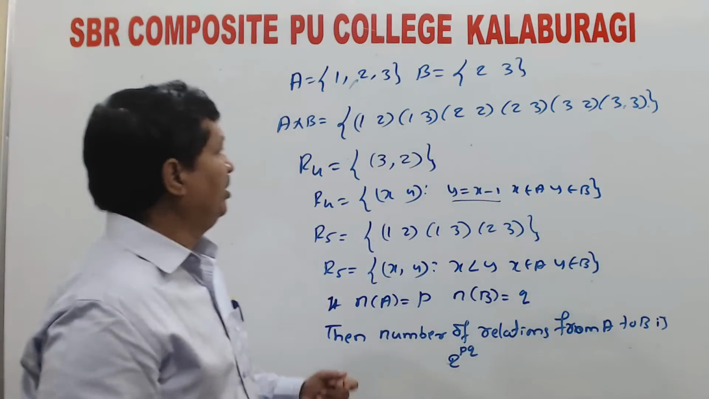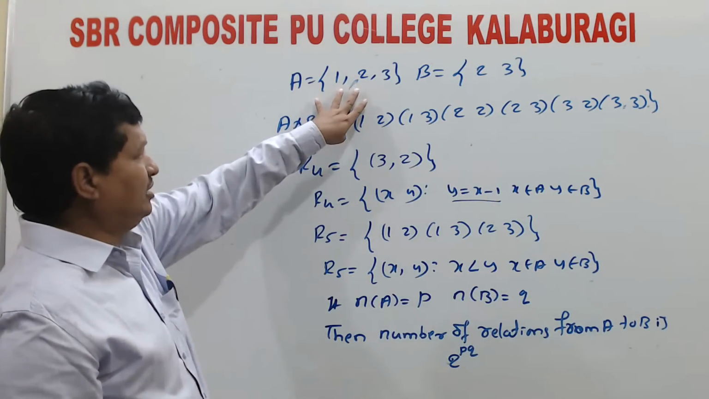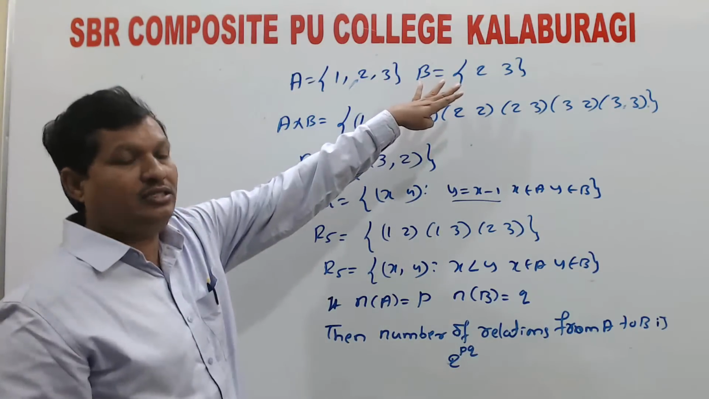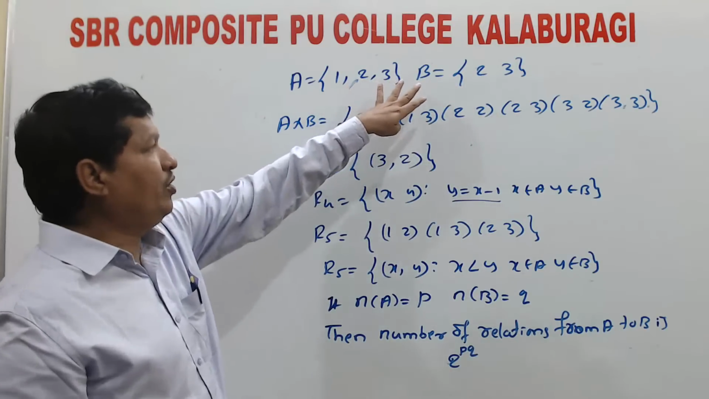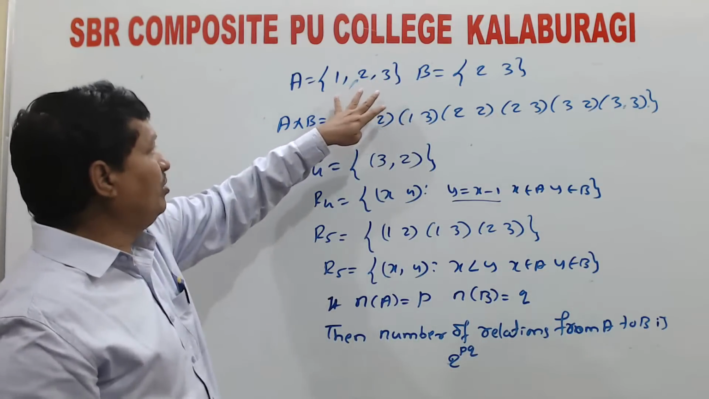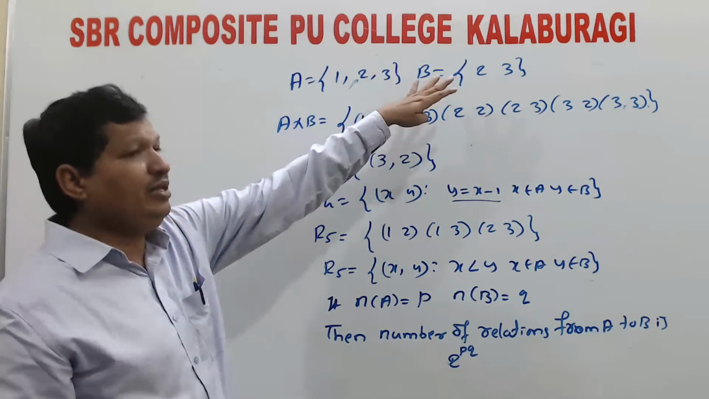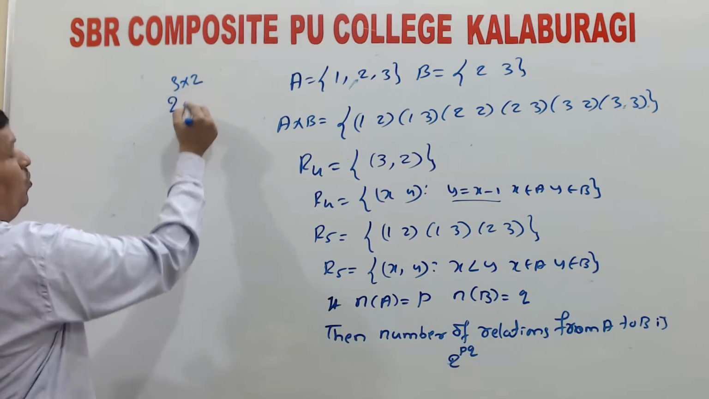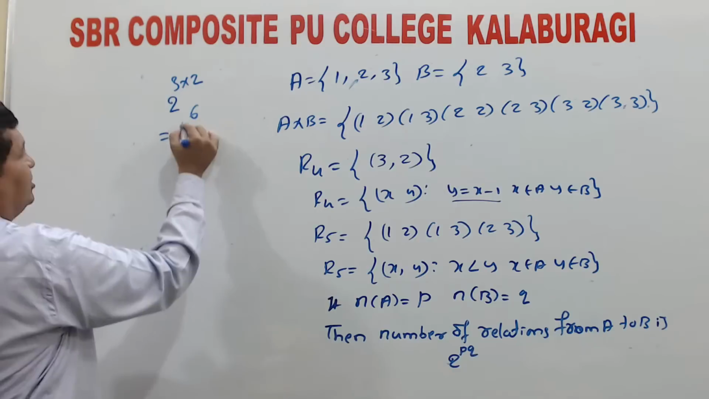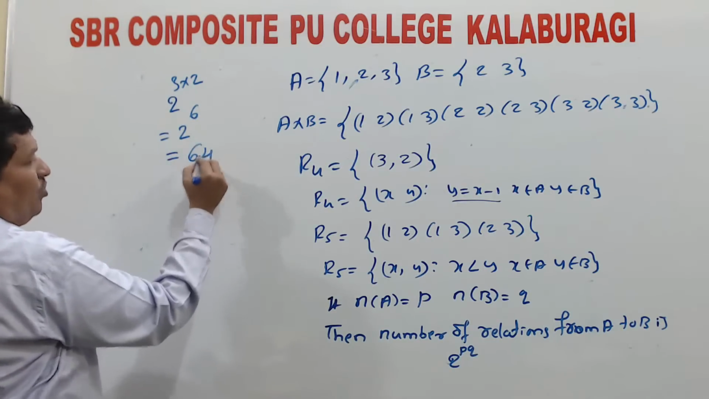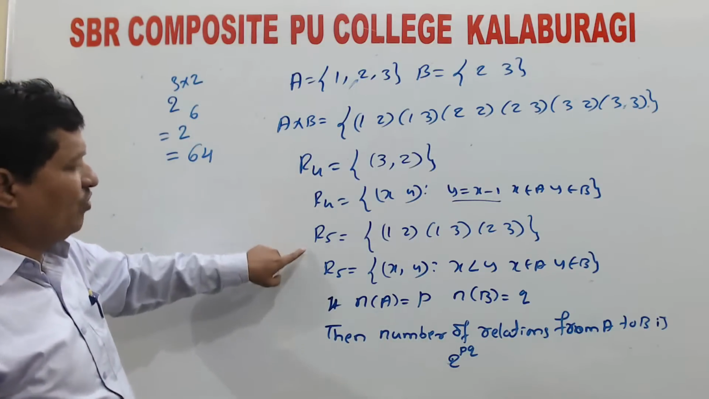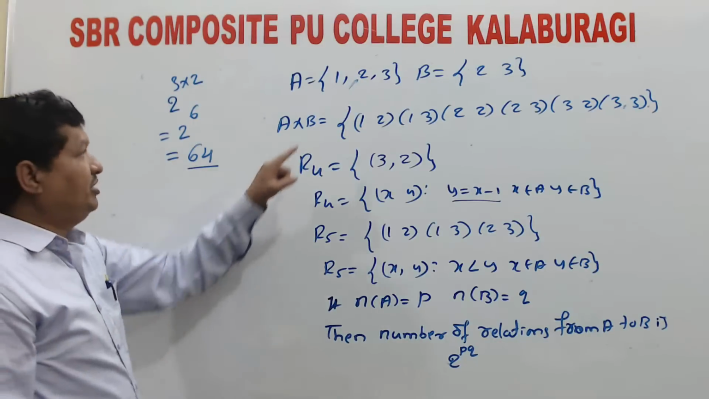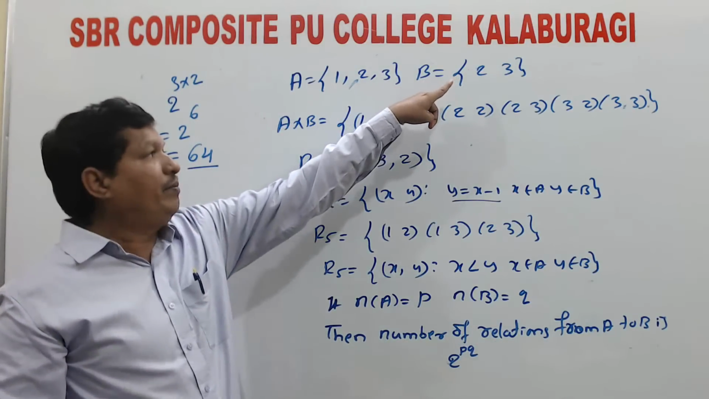For example, if A has 3 elements and B has 2 elements, how many relations can you form from A to B? It is 2 power 3 into 2, which is equal to 2 power 6, which is equal to 64. Here I wrote only 4-5 relations. You can write 64 relations from the set A having 3 elements and B having 2 elements.